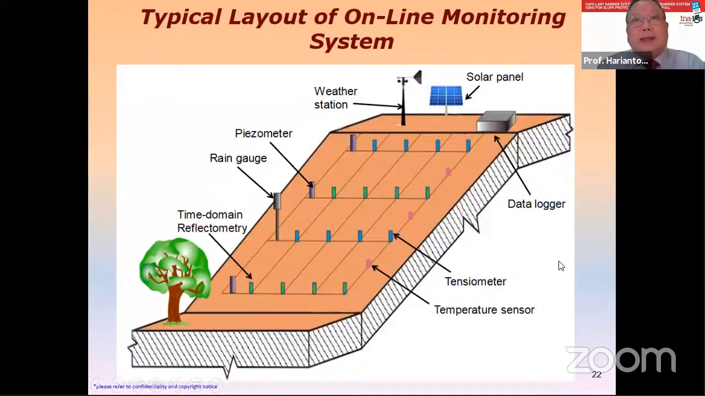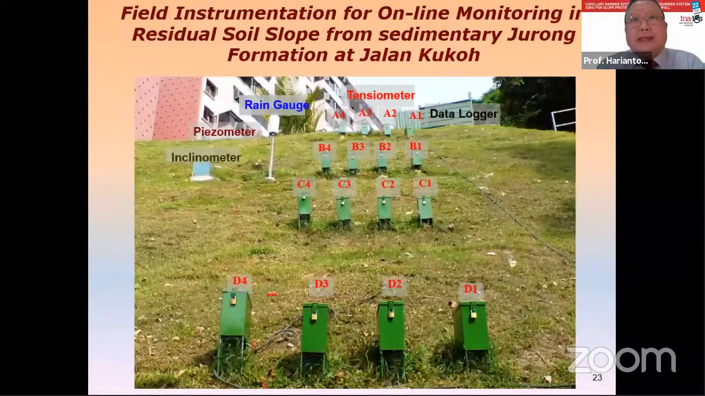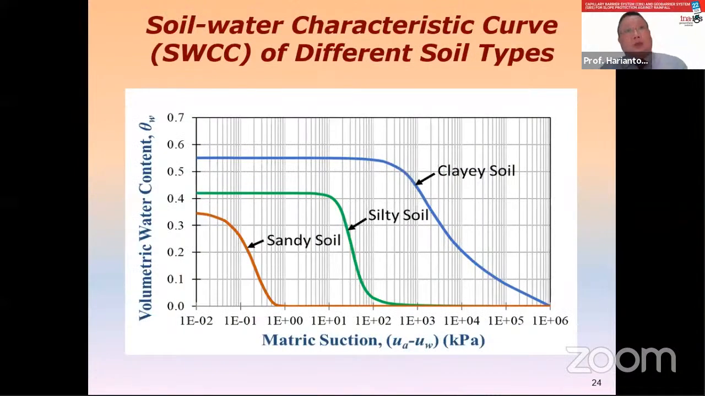Next, this is an example of how one of the slopes has been instrumented. All these boxes are protective boxes to protect the tensiometers from being damaged because of the grass cutting activities. So the rain gauge, piezometer, inclinometer are all hooked up to a data system housed in the data logger here. So that's the field measurements.